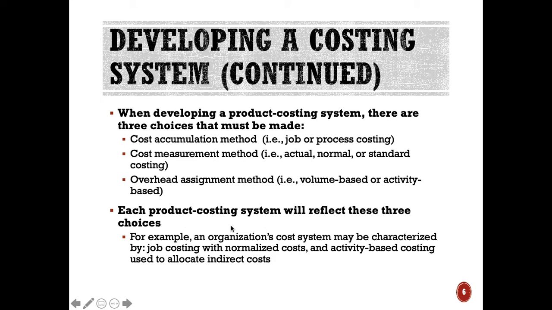Okay, each product costing system will reflect these three choices. For example, an organization's cost system may be characterized by job costing with normalized costs and activity-based costing used to allocate indirect costs.